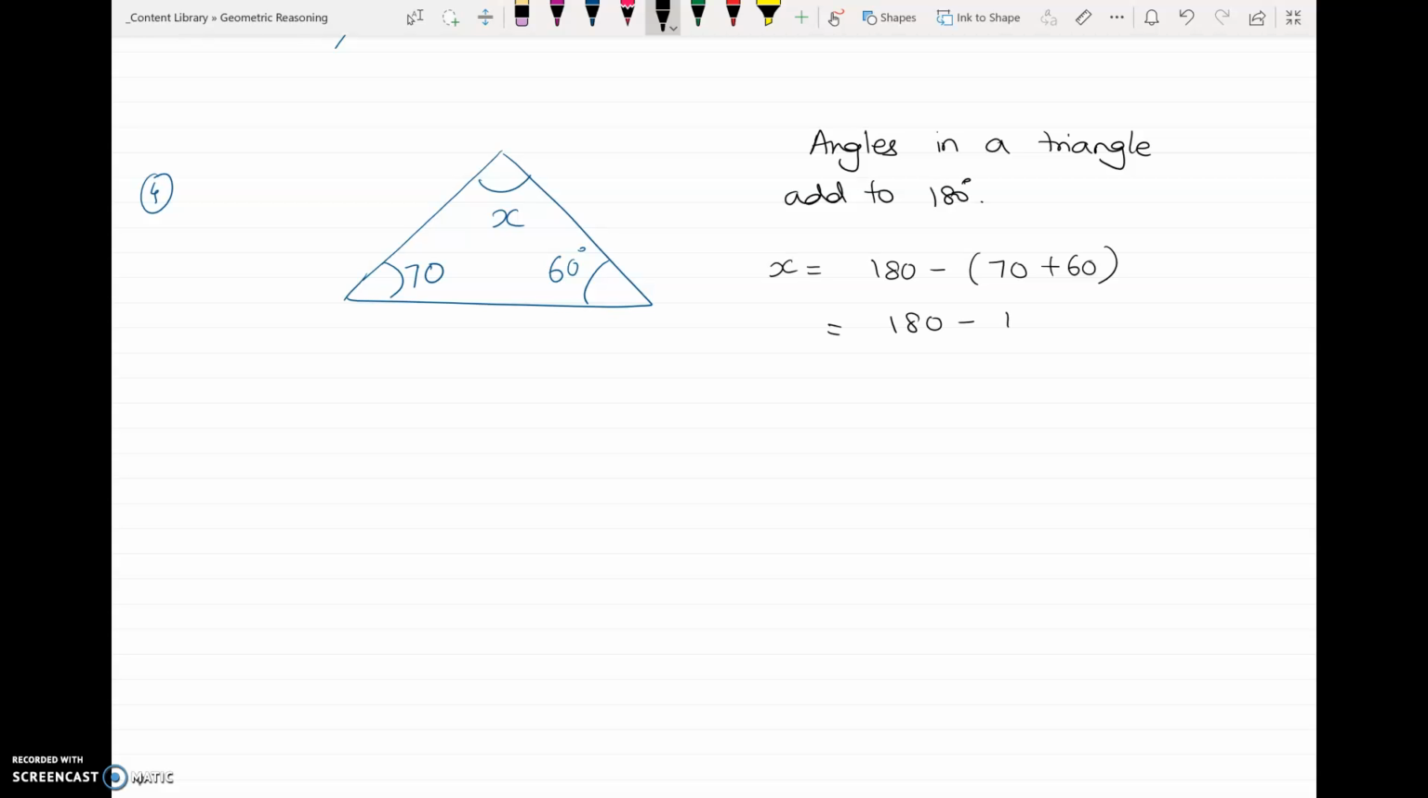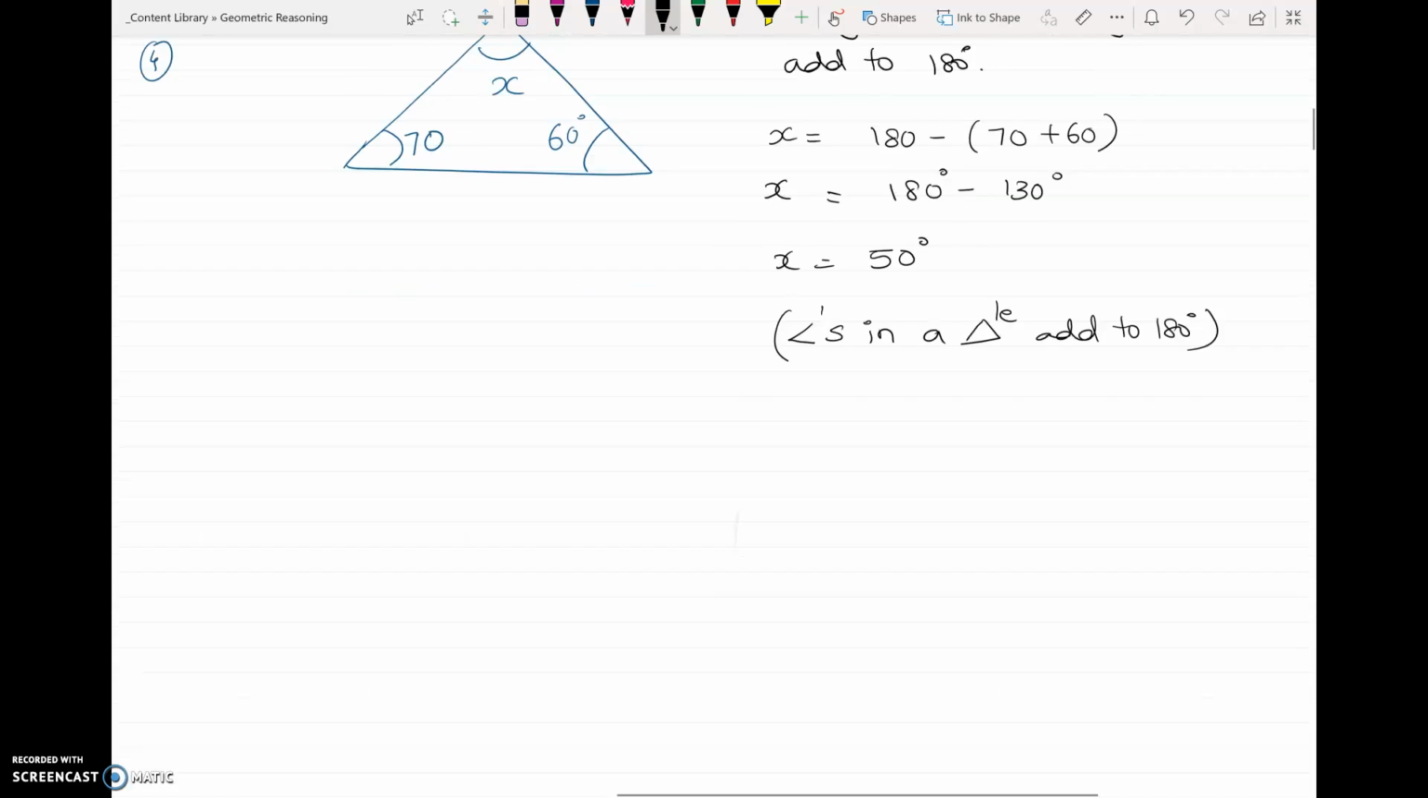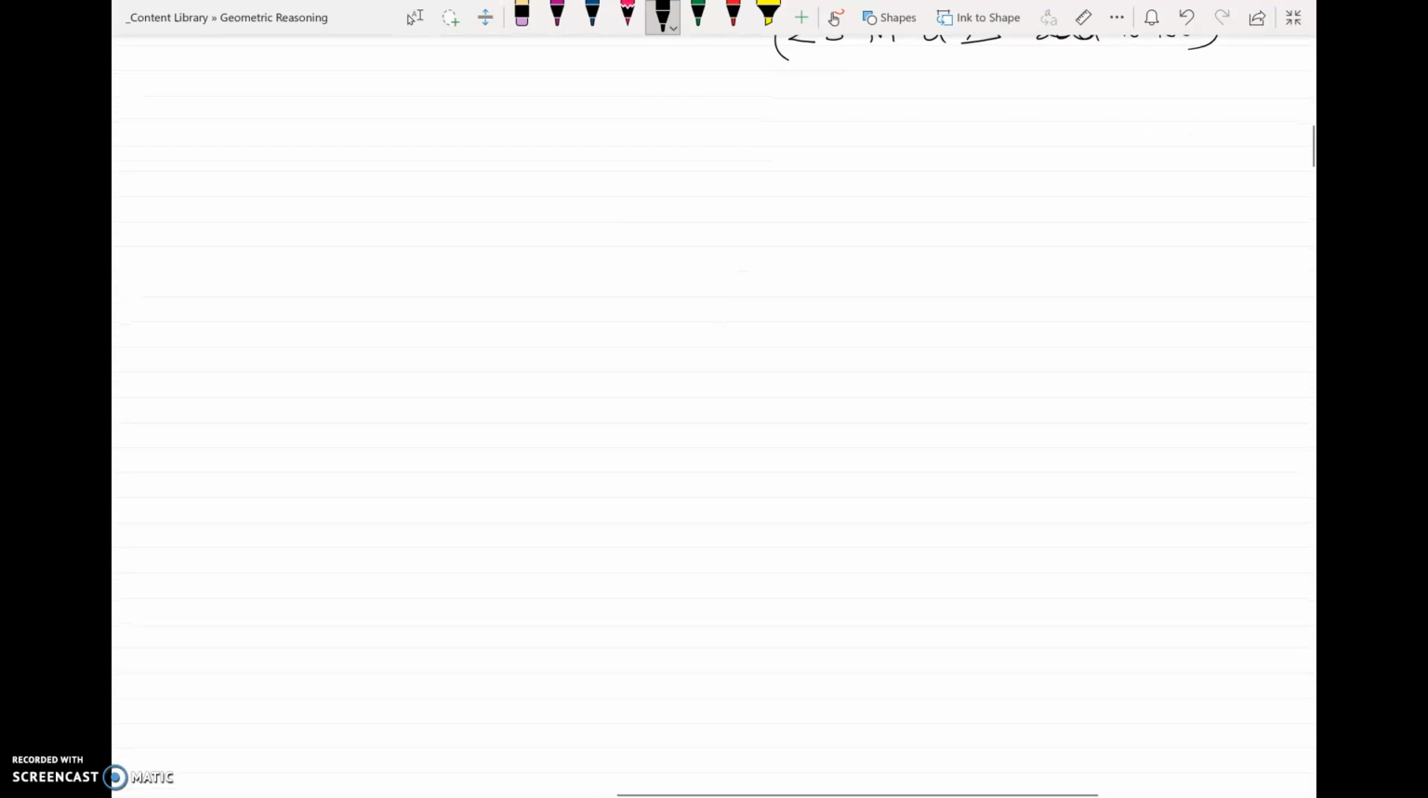So my x will be 50 degrees. And the reason is angles in a triangle add to 180. Now to write the short form, you can go angles in a triangle add to 180 degrees. Now looking at the next rule for triangle.